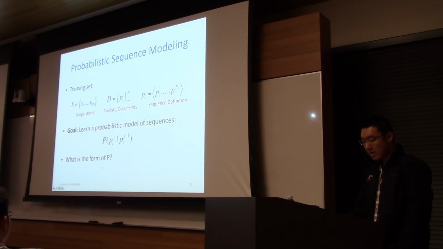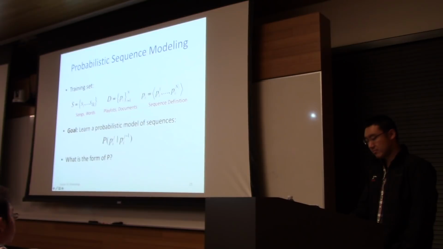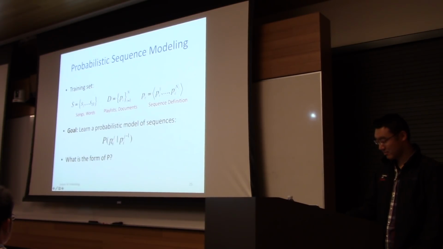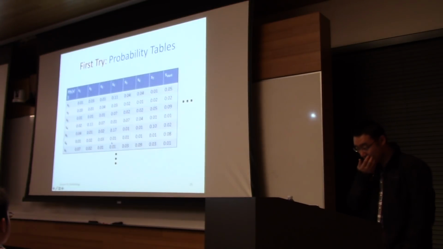Okay, so let's say that there are 100 songs or 1,000 songs or 1,000,000 songs. It's discrete, it's finite. This is just a lookup table, an item by item lookup table. Something like this.